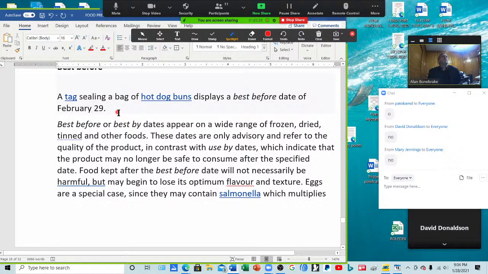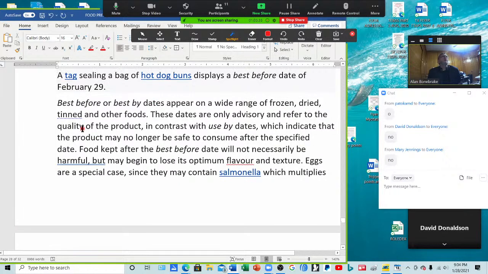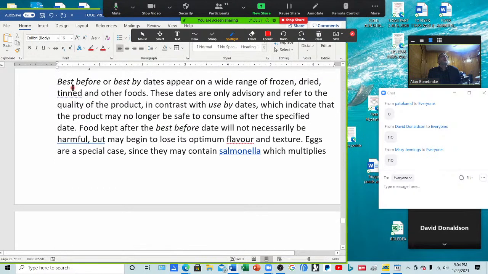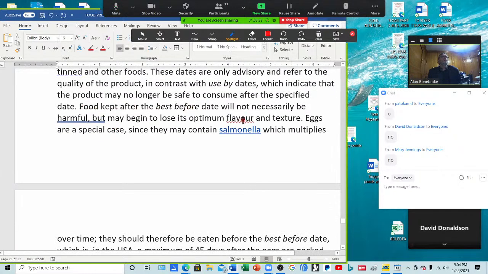A tag sealing a bag of hot dog buns displays a best before date of February 29, for example. Best before or best by dates appear on a wide range of frozen, dried, tinned, or other foods. These dates are only advisory and refer to the quality of the product, in contrast with use by dates, which indicate that the product may no longer be safe to consume after the specified date. Food kept after the best before date will not necessarily be harmful, but begins to lose optimum flavor and texture.